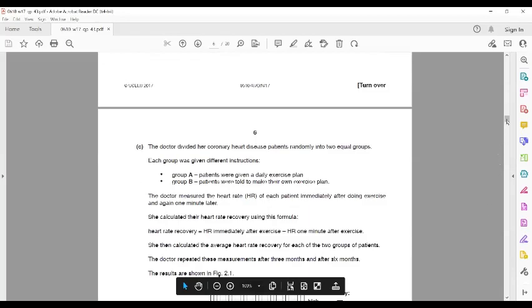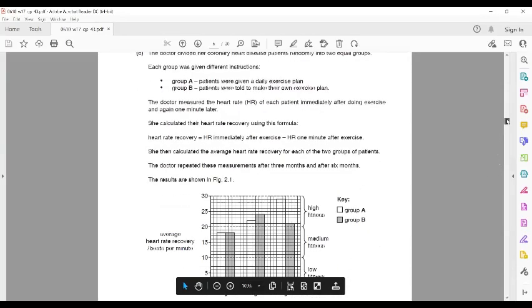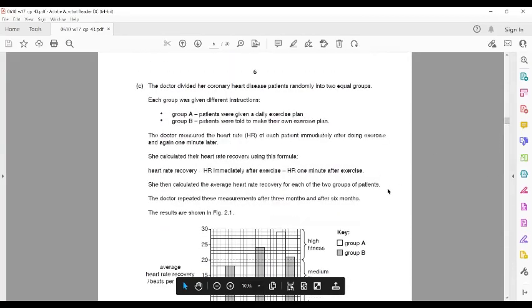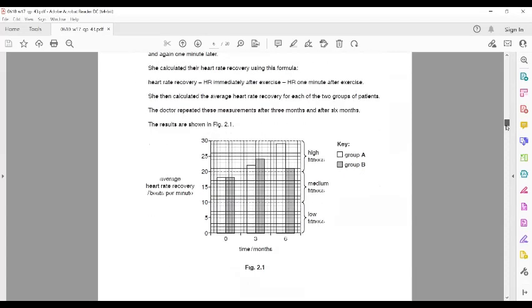The doctor divided her coronary heart disease patients randomly into two equal groups. Each group was given different instructions. I just want you to first look at the diagram before reading everything. Average heart rate recovery, beats per minute, and the time in months, and high fitness, medium fitness, low fitness.